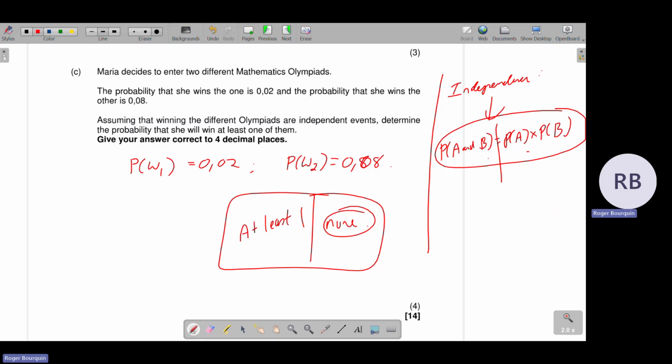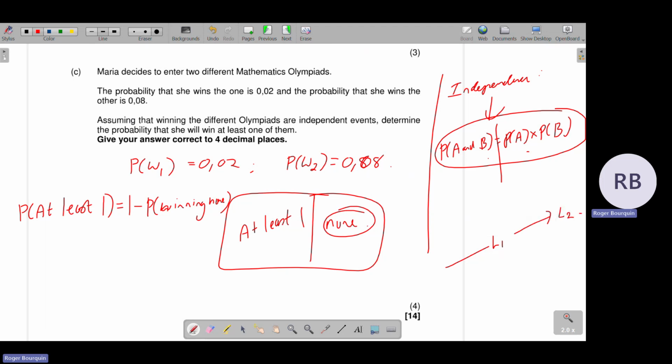What can I say? The probability of winning at least one, what do those two probabilities have to add up to? 1, because one of them is certain to happen. So the probability of winning at least one is the same thing as 1 minus the probability of winning none of them. Do you agree with that logic? To win none of them, what has to happen? She has to lose the first one and lose the second one.